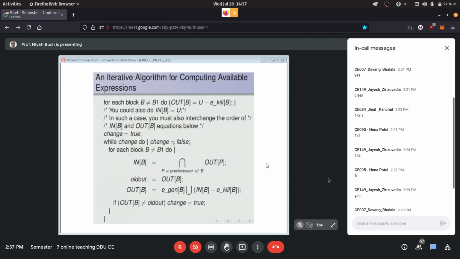So what we do over here is find the inset, which is obtained by taking an intersection of the outsets of the predecessors. Then we save the value of the outset of b. The outset of b we have initially found for the first iteration, so it is available. You can see it in the first line of the algorithm. We will save it into a set called old out, and then we will compute the outset again.